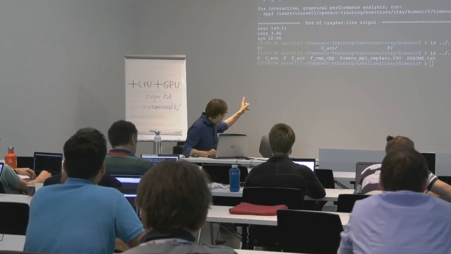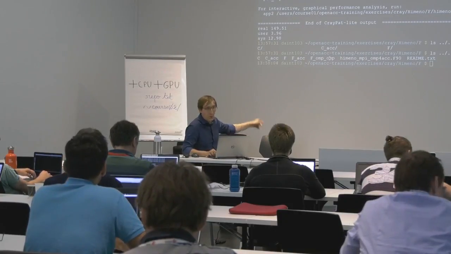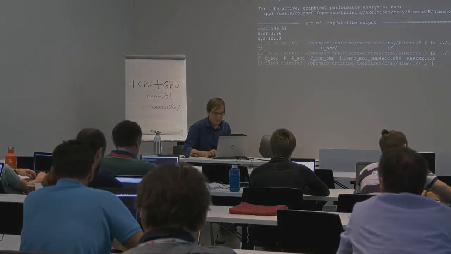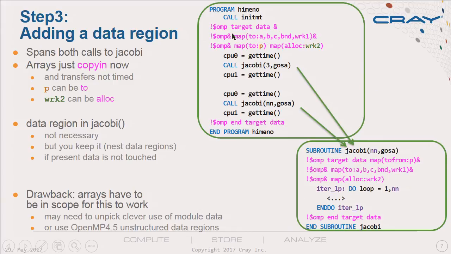Yeah, that means OpenMP host parallelization, OpenMP target parallelization. That's why it's OpenMP, OpenMP. What data region, which is on top of that, so including both calls here of Jacobi, we could even reduce that data movement. But that's what I would like to ask you now to do.